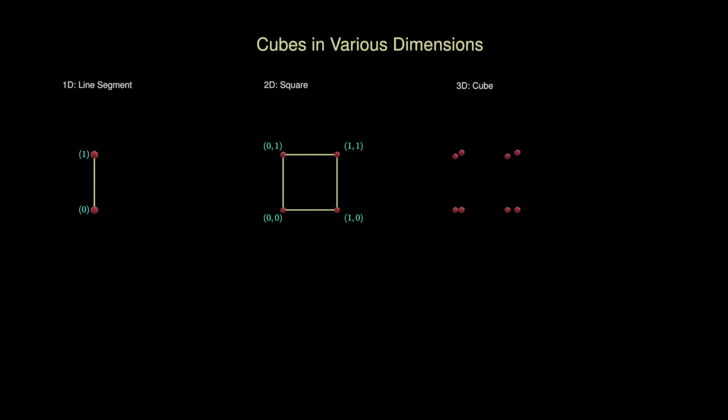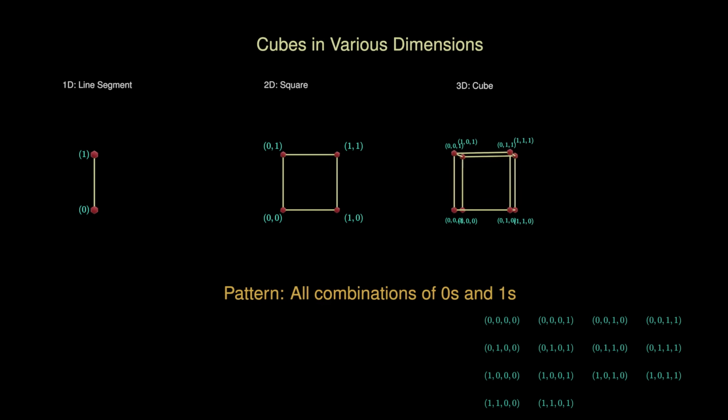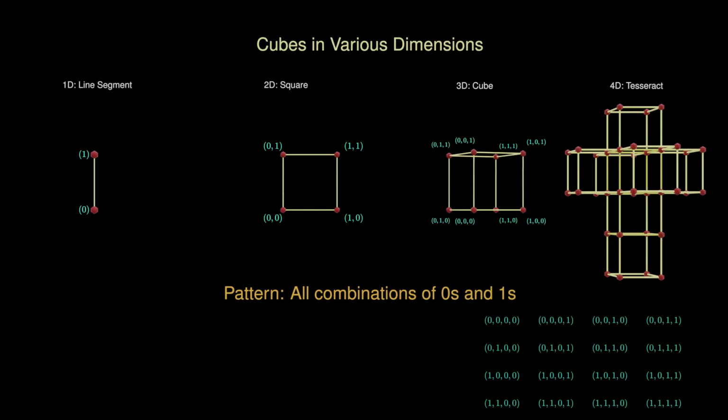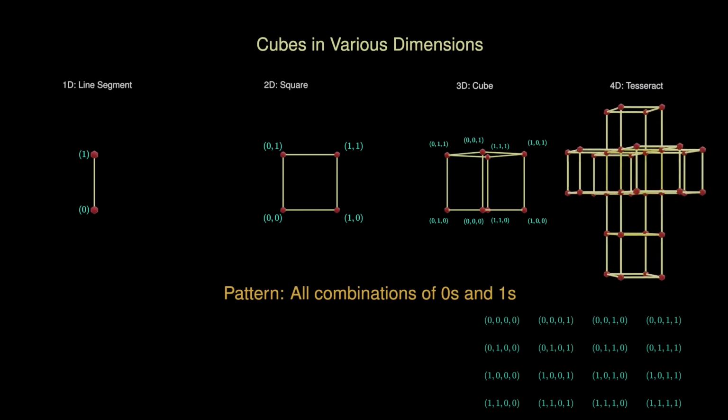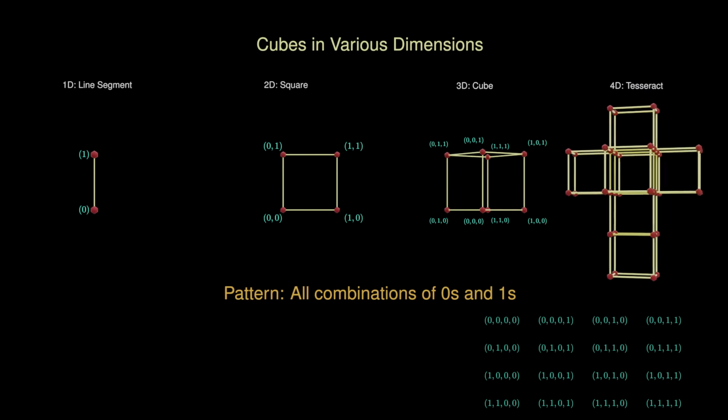Likewise, in three dimensions, the cube is defined by vertices with the following coordinates. By now, the pattern is straightforward to see. The vertices of a cube in any dimension are given by all possible combinations of zeros and ones. In four dimensions, we find 16 vertices that form 8 cubes, which together make up the four-dimensional tesseract.